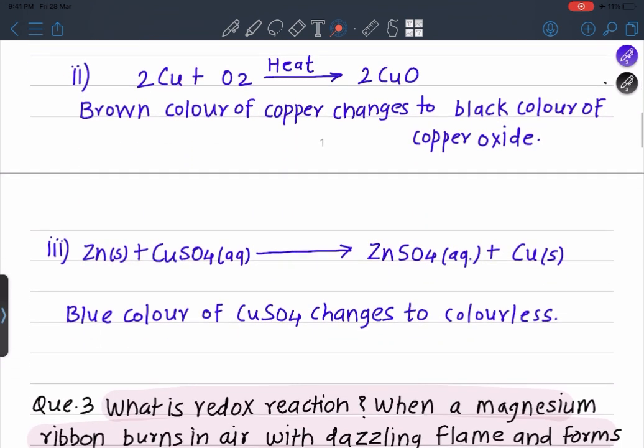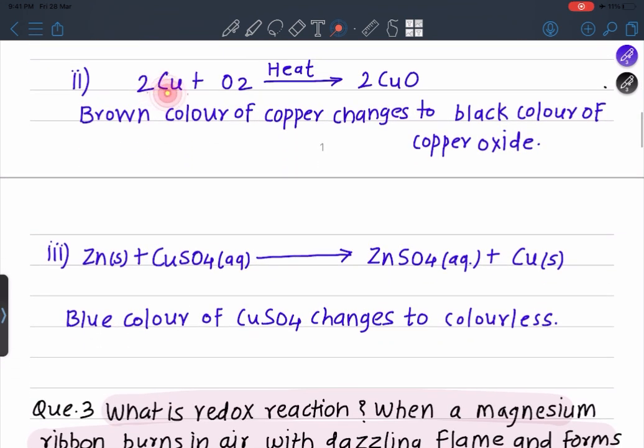Second reaction, copper powder is strongly heated in the presence of oxygen. Copper with oxygen in presence of heat gives copper oxide. The brown color of the copper changes to the black color of the copper oxide.